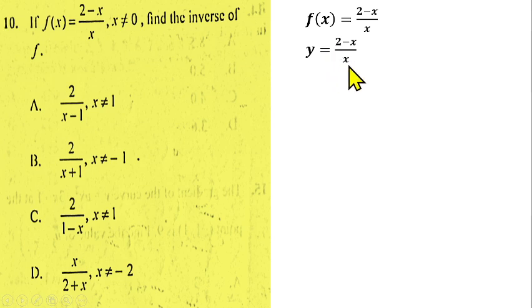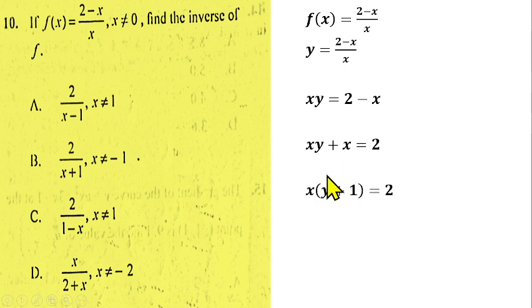Cross multiply to make x the subject of the formula. If you cross multiply, you have xy equals 2 minus x. Collect like terms, you have xy plus x equals 2. Factorize x here, you have x into y plus 1 equals 2. Divide both sides by y plus 1. So we'll be having x equals 2 over y plus 1. Then switch the variable. So this one will become y, this one will become x. So let me be having y equals 2 over x plus 1.